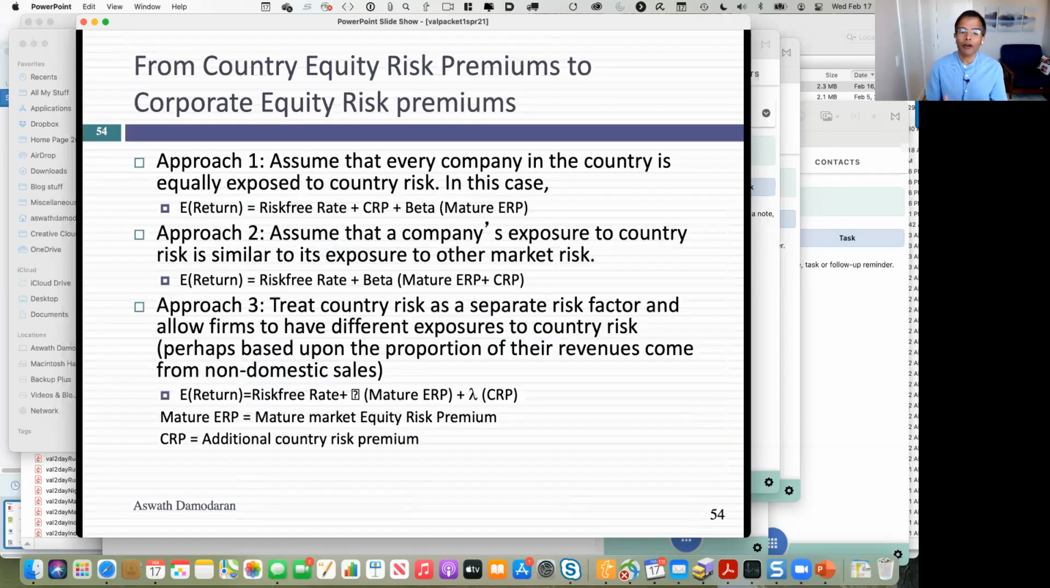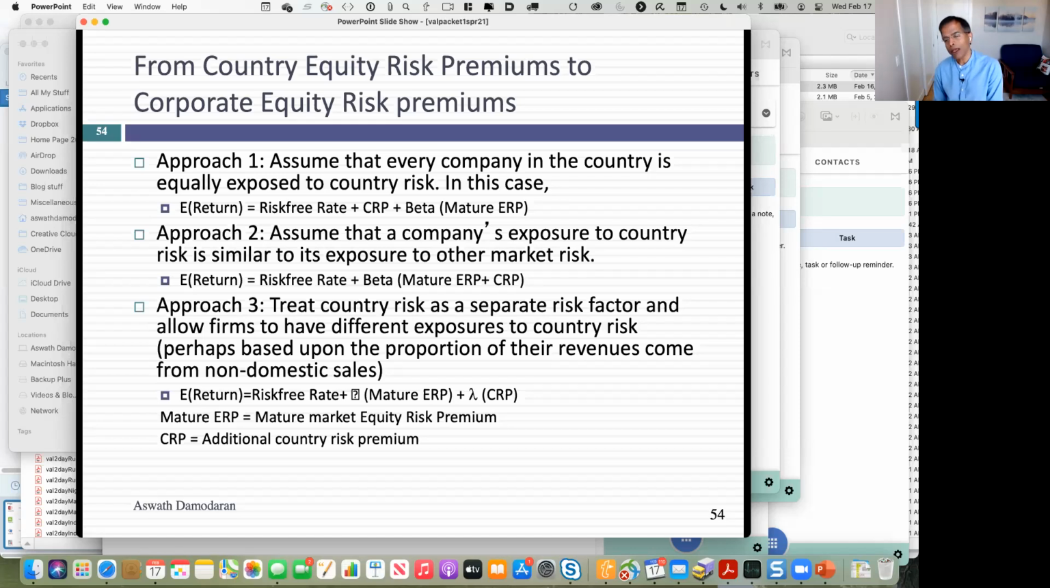Well, with the company, I've got to make a choice of how these country equity risk premiums play out in my company valuation. The first approach, which is the one that most bankers use, is that every company in a country is equally exposed to country risk. So if you're an Indian company, every Indian company is equally exposed to Indian country risk, and you add that country risk premium onto every company.